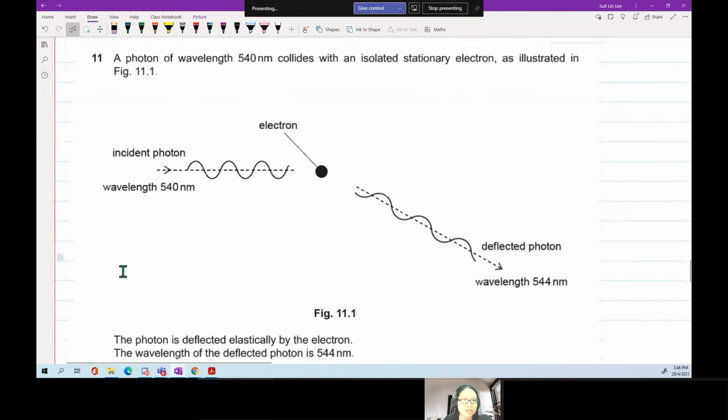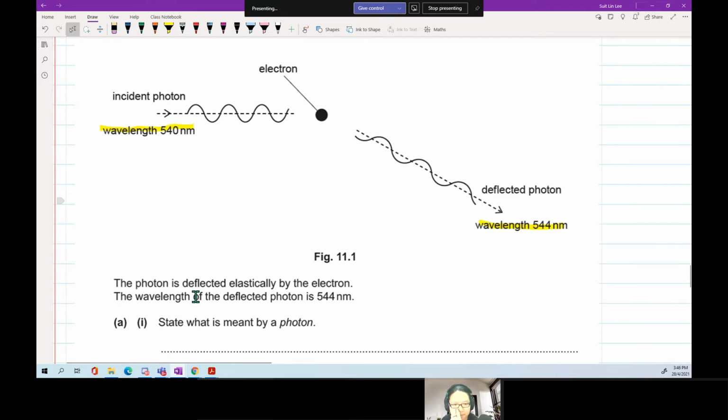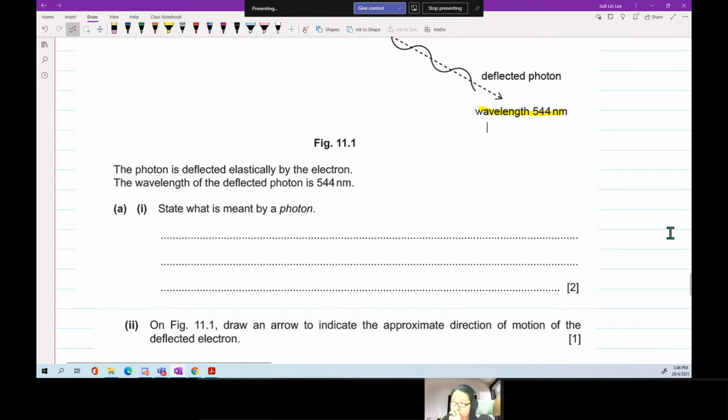Okay, so we're gonna look at this, what we call an electron deflection, because you shoot a light particle at the electron and then for no reason the electron gets knocked off. It's like you are just chilling there, minding your own business, and then a light particle comes and whacks the electron, then the electron comes down. Why? Okay, anyway, we got the wavelength of the photon. And then after you deflect, oh, the wavelength decreased. What happened? Okay, anyway, let's state what is meant by photon first.